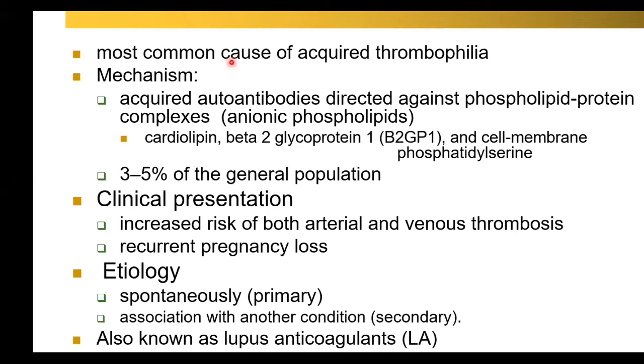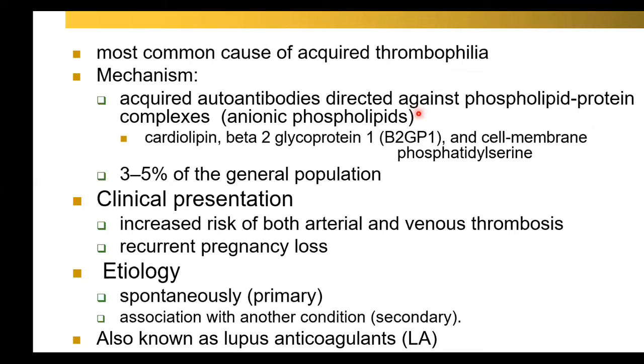So the most common one is antiphospholipid syndrome, which everyone must have come across in clinical practice, whether it is the medicine people or gynae people or skin people, and of course the pathologists. It is the most common cause of acquired thrombophilia, and basically the autoantibodies are directed against the anionic phospholipids and they promote thrombosis.